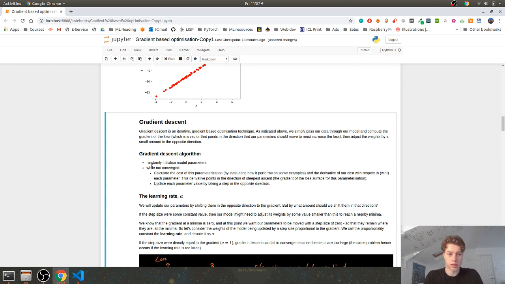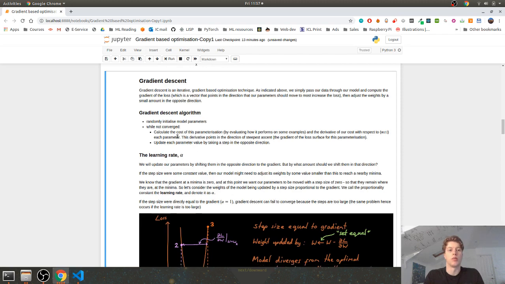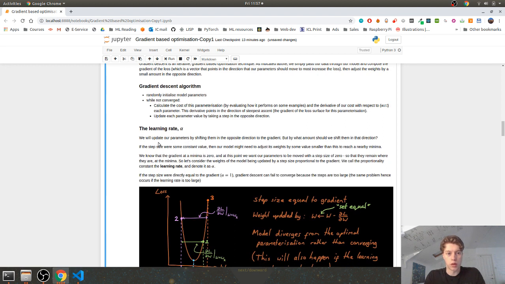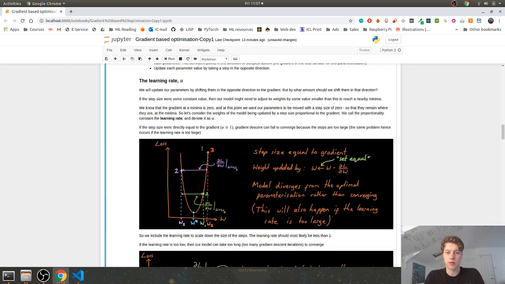So yeah, here's our algorithm. Randomly initialize the model parameters and then do that stuff I just said. But so we're going to update our parameters by shifting them in the opposite direction to the gradient. But by what amount should we actually shift them in the gradient? If step size was a constant value, then our model might need to adjust its weights by some value smaller than this to reach a nearby minima.